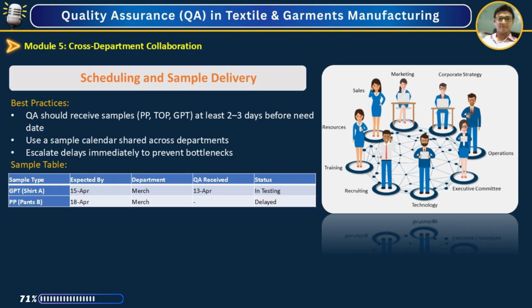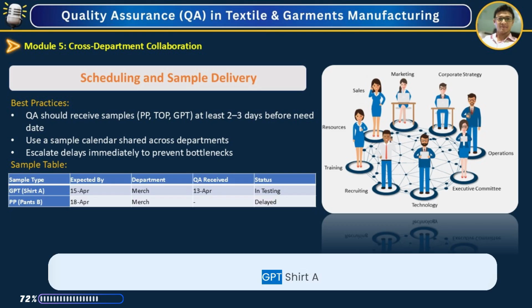Sample table. Sample type: GPT shirt A. Expected by 15th April. Department: merch. QA received 13th April. Status: testing. Sample type: PP pants B. Expected by 18th April. Department: merch. QA received: date not found. Status: delayed.